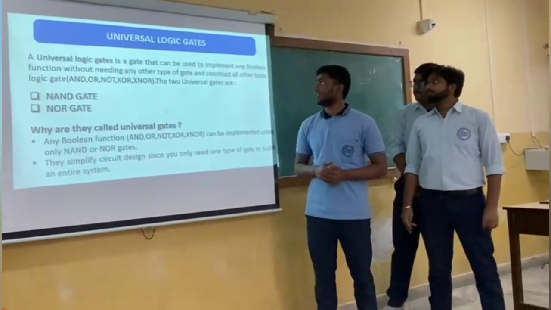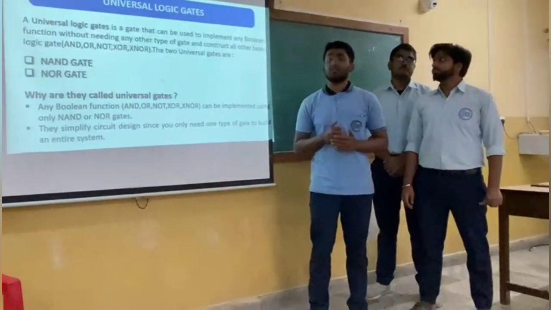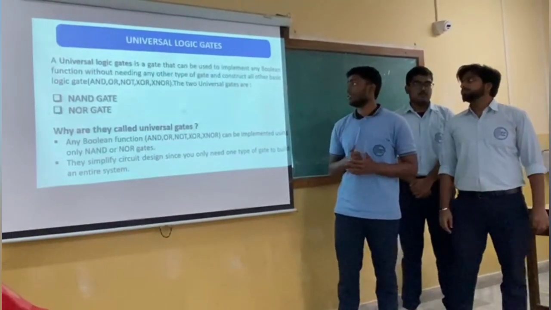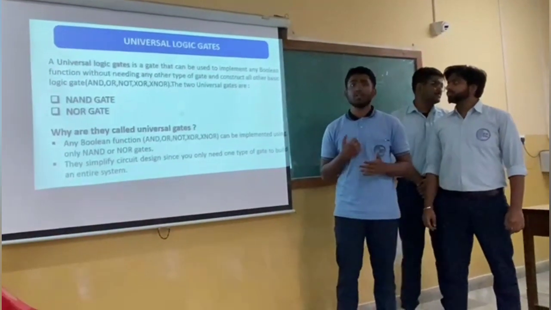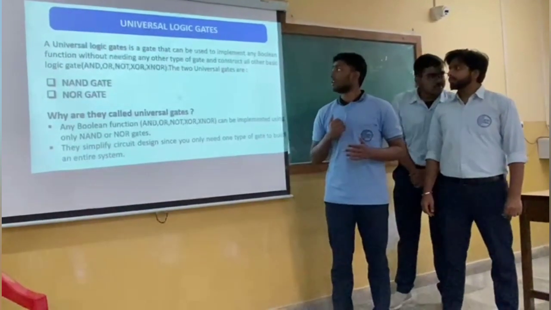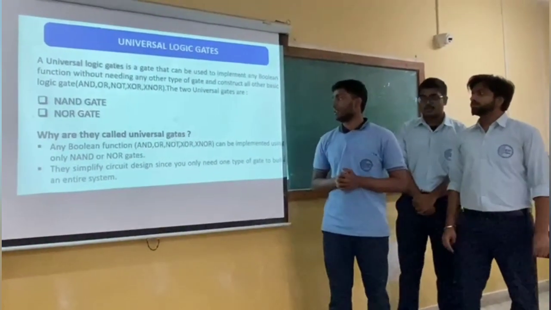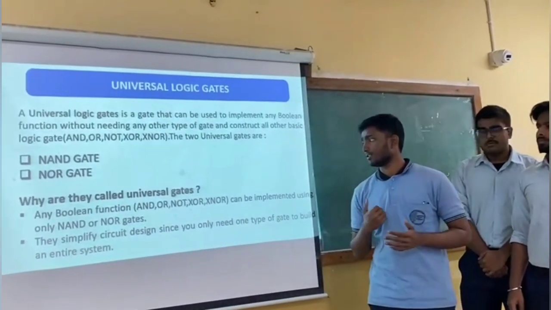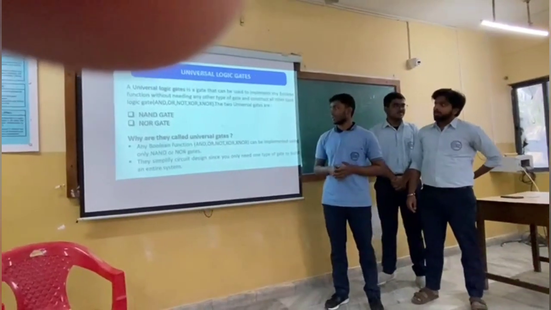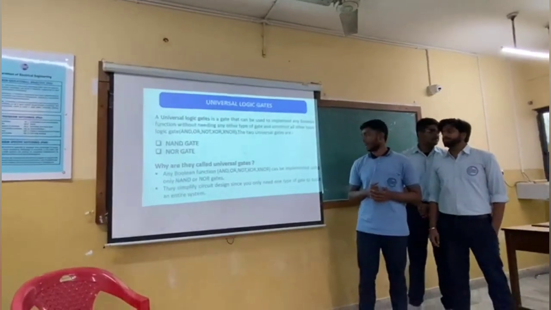A universal gate is a gate that can be used to implement any Boolean algebra function without needing any other types of gate. Otherwise, a function would need gate types like AND gate, OR gate, NOT gate, XOR. The two universal gates are the NAND gate and the NOR gate. Why do they call them universal gates? Any Boolean function can be implemented using only NAND gates or only NOR gates. The simplified circuit seems to need only one type of gate for the entire system.